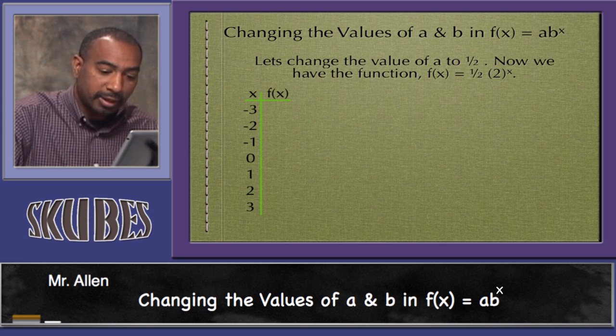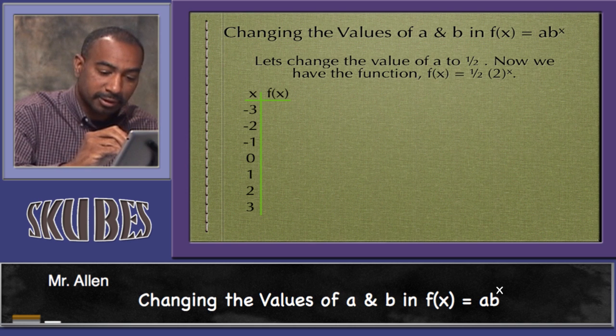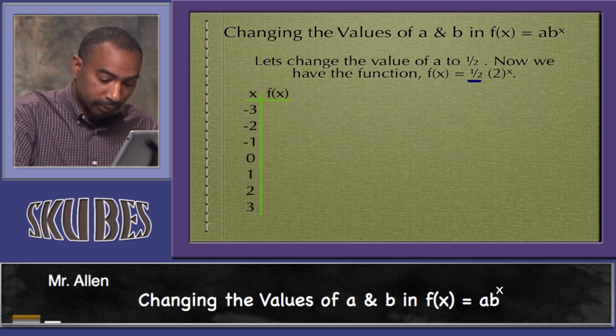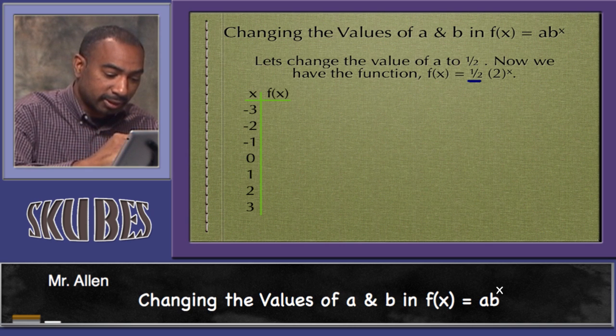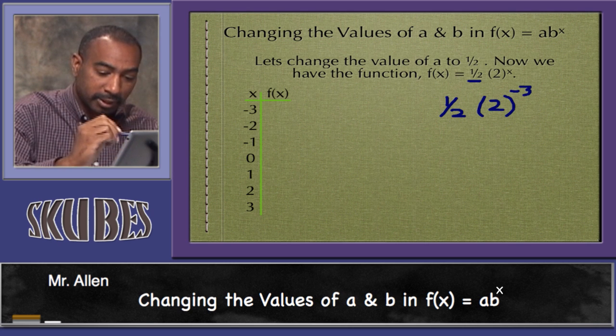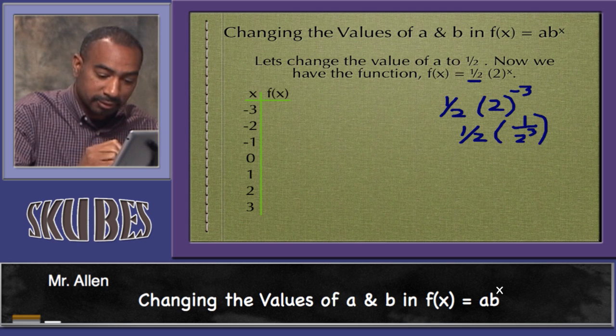Let's change the value of a to 1/2. Now we have the function f of x equals 1/2 times 2 to the x power. Last time we changed the base. Now we're going to change the coefficient to 1/2. And we're going to leave the base as 2. So evaluate x is -3. You're going to have 1/2 times 2 to the -3rd power, which is 1/2 times 1/8.